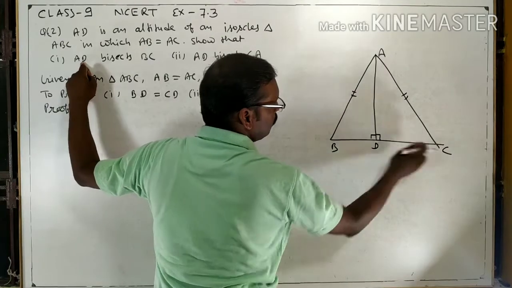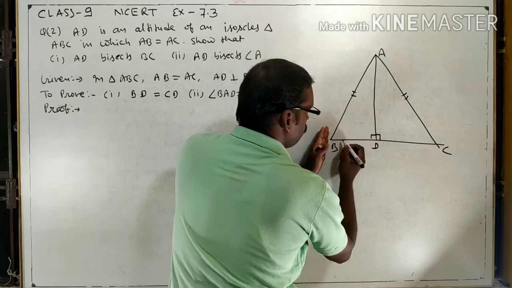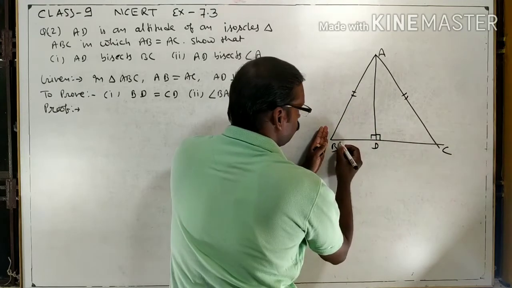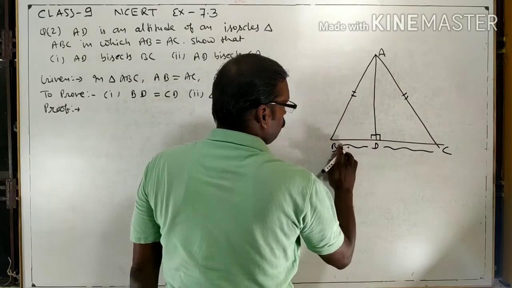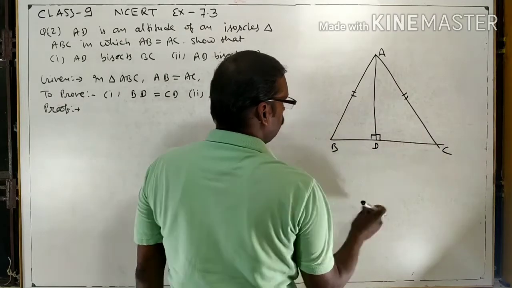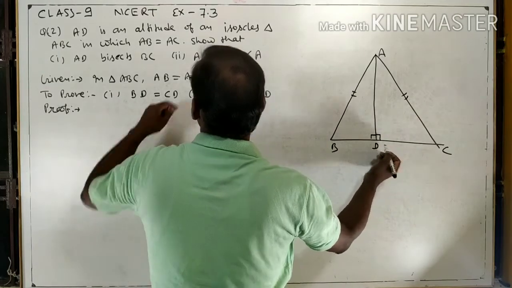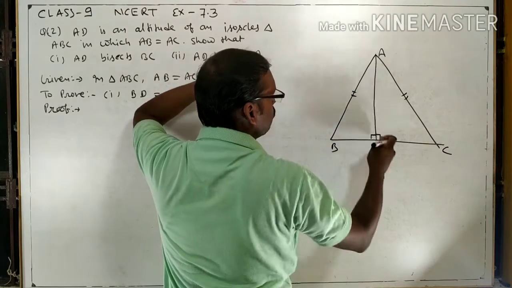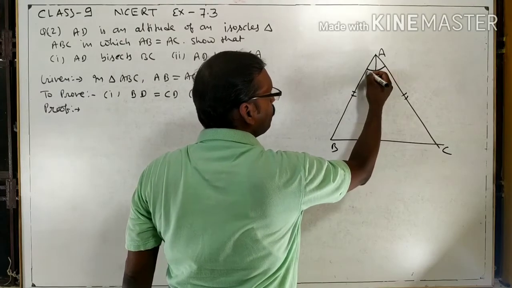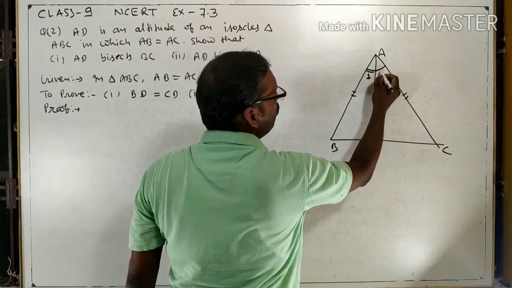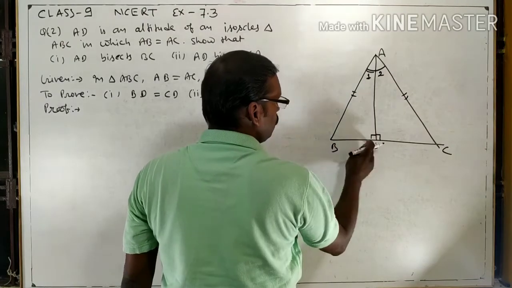AD bisects BC. AD जो है वो BC को bisect करेगा. Bisect करेगा means it divides into two equal parts. So BD is equal to DC. It is to be proved. So we have to prove BD equal to CD first, and AD bisects angle A. AD bisects angle A means this angle equal to this angle. Suppose that this is angle 1 and this is angle 2. So we need to prove angle 1 equal to angle 2 and BD equal to CD.